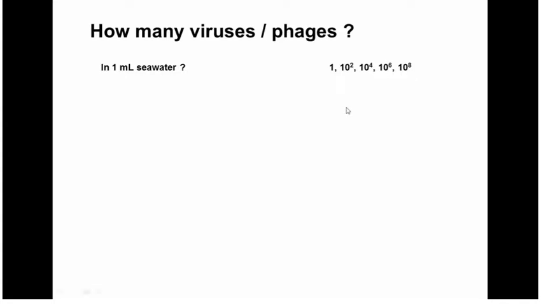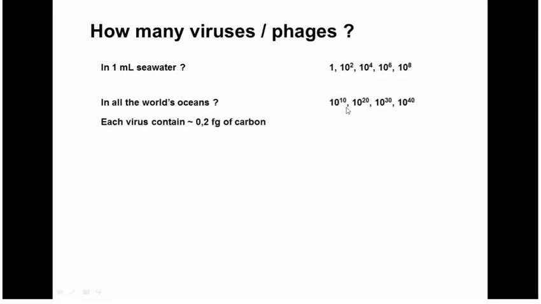Once you know that, you can try and figure out how many bacteriophages there are in the whole of the world's oceans. We're in powers of 10 of powers of 10 here. So 10 to the 10, 10 to the 20 bacteriophage, 10 to the 30, 10 to the 40. Just raise your hand and give me some kind of feedback, because it's a bit lonely up at the front on my own with nobody saying anything.